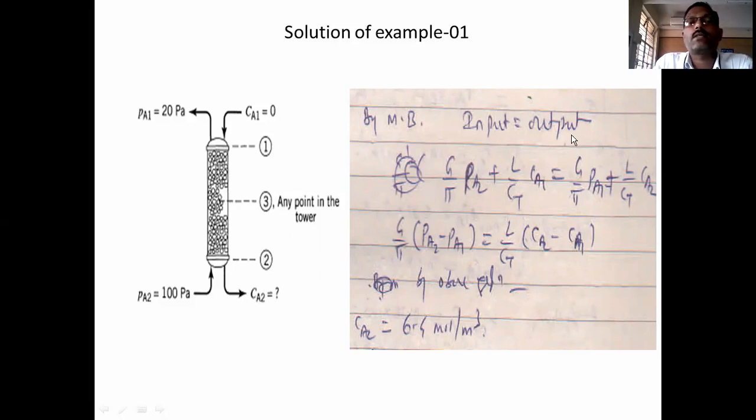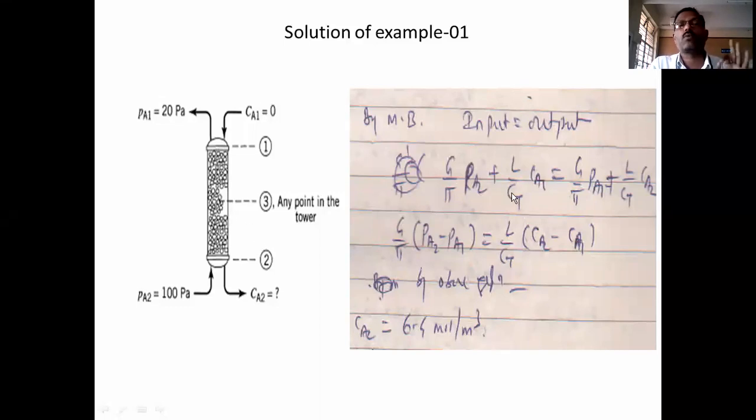Material balance means input is equal to output, and we have already seen this in the derivation. So G upon pi into PA2 plus L upon CT into CA1 is the input, and the output is G upon pi into PA1 plus L upon CT into CA2. Our equation, which all of you know, is G upon pi into dPA equal to L upon CT into dCA, in terms of A, not B.